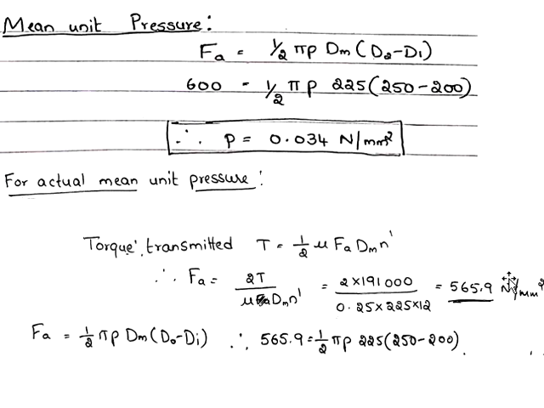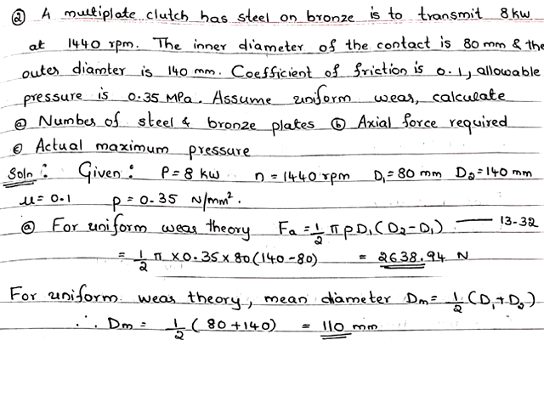After getting this FA value, once again you have to follow the same procedure. Find out what is the new P. So I am using the FA equation. In this FA equation, you have to substitute FA as 565, that is the actual FA value. DM is 225, D0 and DI, both values are known. Substitute all the values, you will get the new or actual mean unit pressure. So that completes problem number 1. Moving on to the second problem.